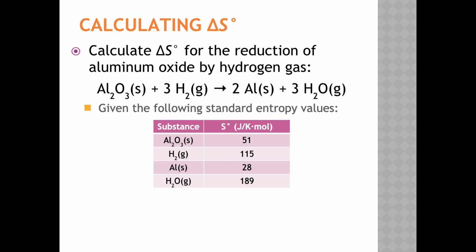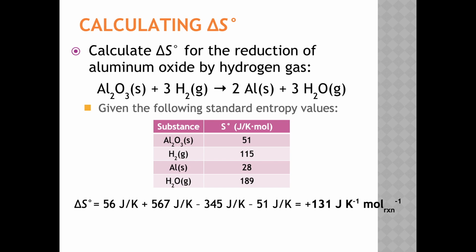Here's another reaction. Calculate the delta S under standard conditions for this chemical reaction. Go ahead and pause the video until you get a solution, using the same process as the previous problems. So using the same process as before, we'll take 2 times 28 for aluminum, plus 3 times 189 for water vapor, minus 3 times 115 for hydrogen gas, minus 51 for aluminum oxide, giving us a total positive 131 joules per Kelvin per mole of reaction as a change in entropy at standard conditions.